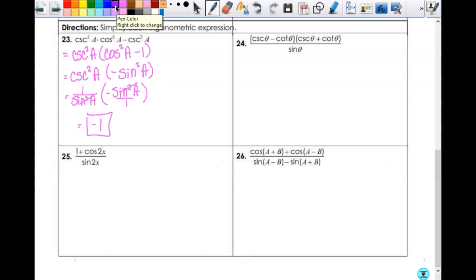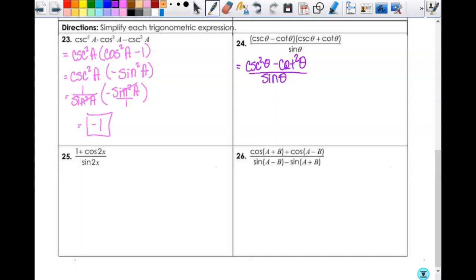All right, so 24. In the numerator, I don't have any desire to do any reciprocals or quotients yet until I can see if I can clean up that. That is a difference of squares. So that very simply is equal sign cosecant squared theta minus cotangent squared theta all over sine theta.